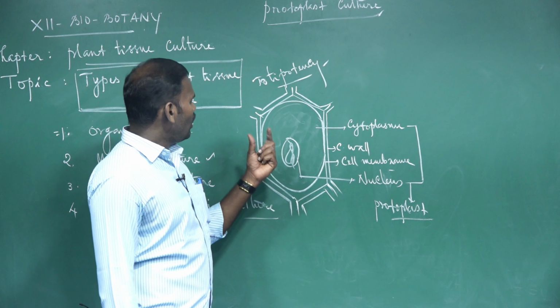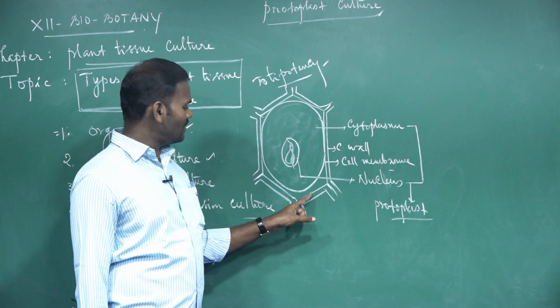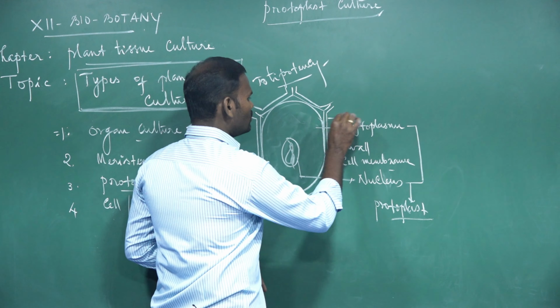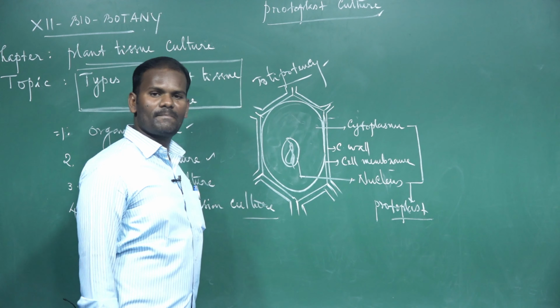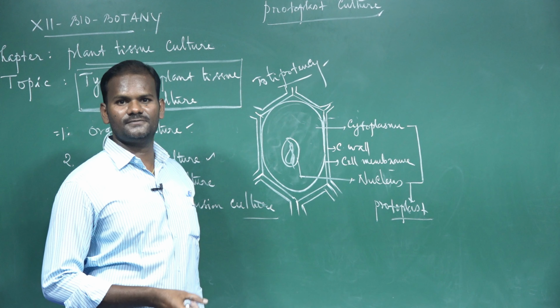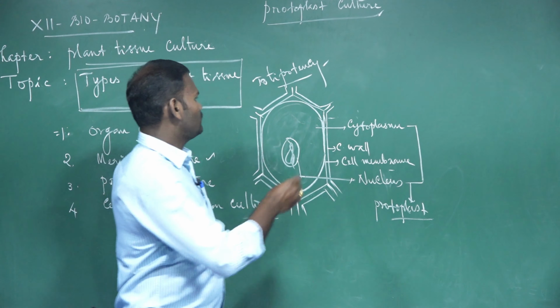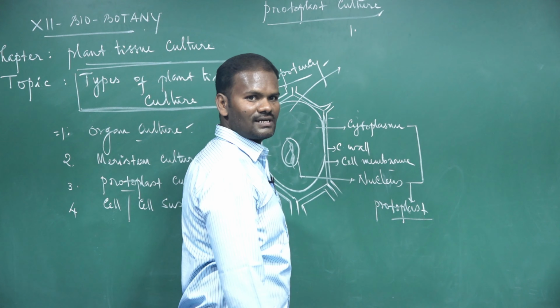Now, how to isolate the protoplast? Because it is well protected by the plasma membrane and also the cell wall. What is called protoplast? It is a cell without a cell wall. The cell wall is the outer layer, but the protoplast is bound by the plasma membrane. How to isolate it without any damage? It is a question. So many methods are available for isolation of these protoplasts. What are the steps involved in protoplast culture?